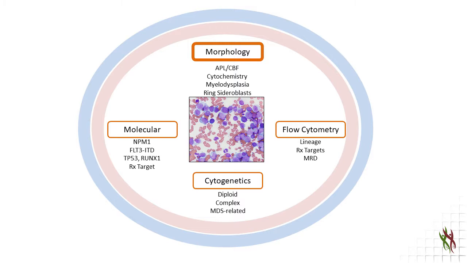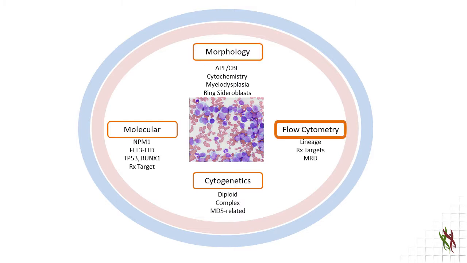We can also use morphology to look for signs of myelodysplasia in background hematopoietic elements, and also to look for ring sideroblasts, another feature of myelodysplasia that could be part of an AML picture.